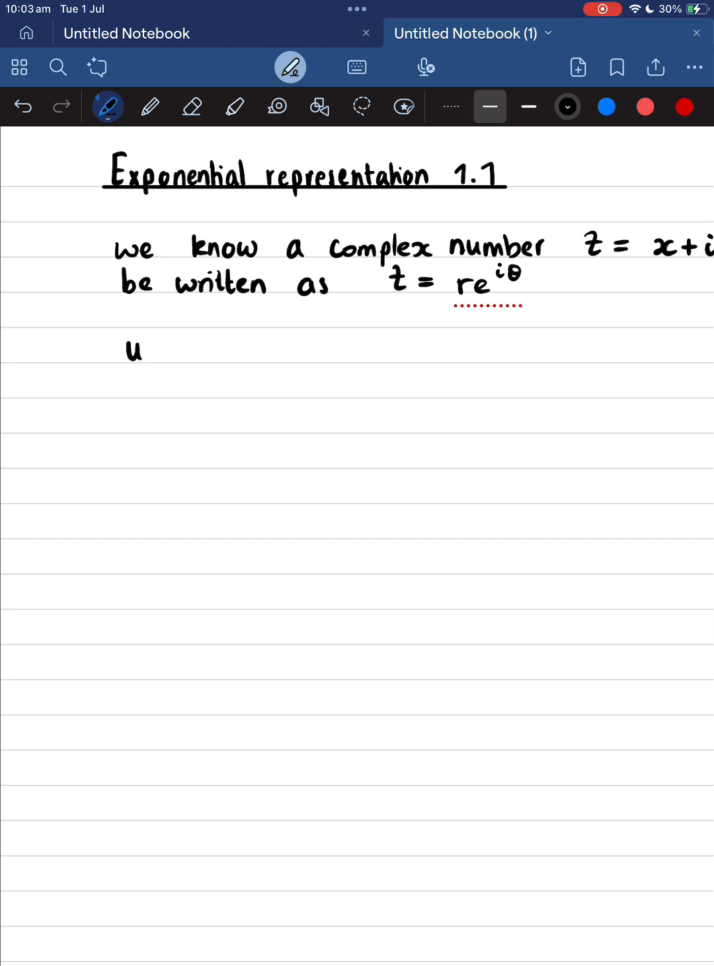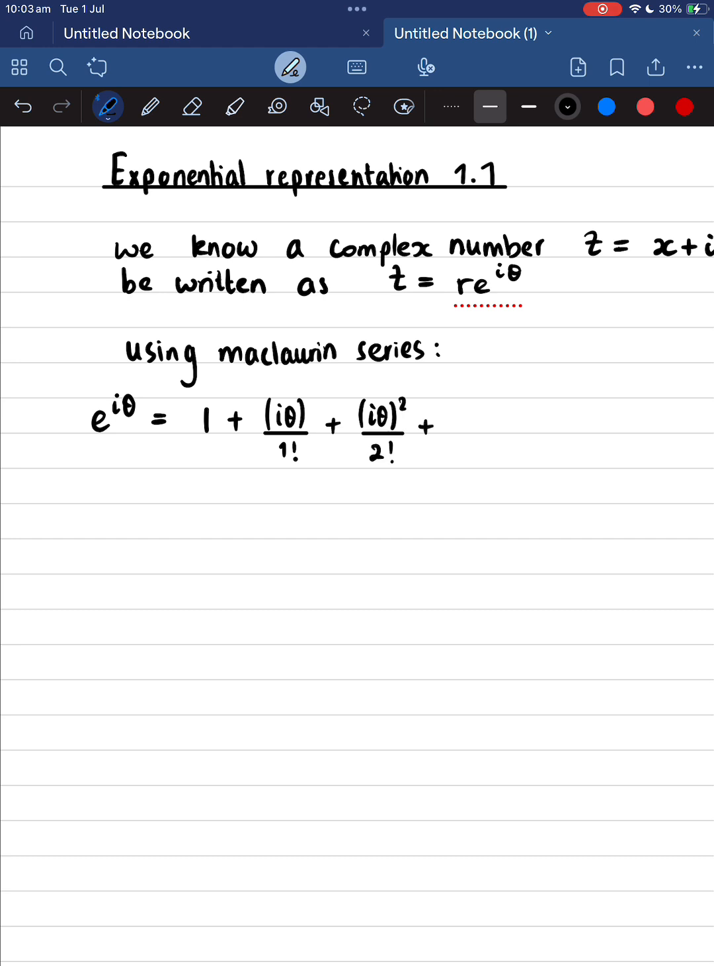So we start by recalling our Maclaurin series. And so using these definitions, we're going to come up with a new way to represent this complex number. So we start with e to the i theta. And this is just simply by using the e to the x Maclaurin series, but substituting i theta in. So we get 1 plus i theta plus i theta squared over 2 factorial plus i theta cubed over 3 factorial. And then this goes on for infinity.